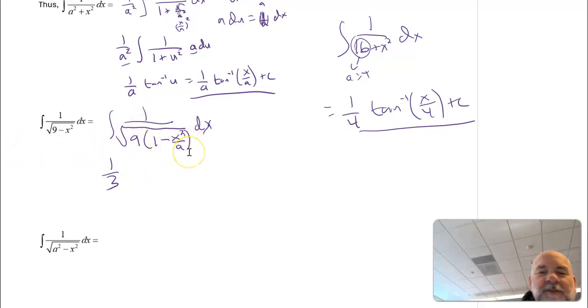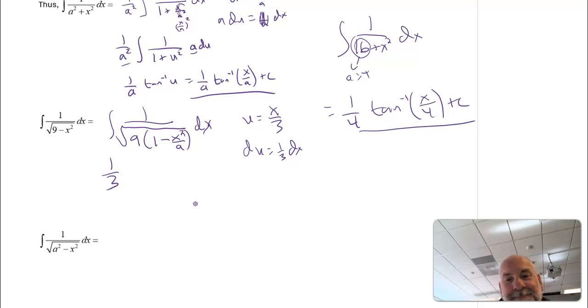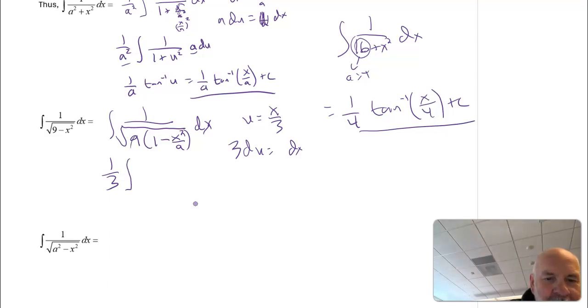And now I could do a u substitution and make u equal to x over 3 again. u equals x over 3, because that's going to make this u squared like I want it to be. du is 1/3 dx, so dx is 3 du. So here we go. So, okay, that's gone. So it's the integral of 1 over the square root of 1 minus u squared, and dx is 3 du.